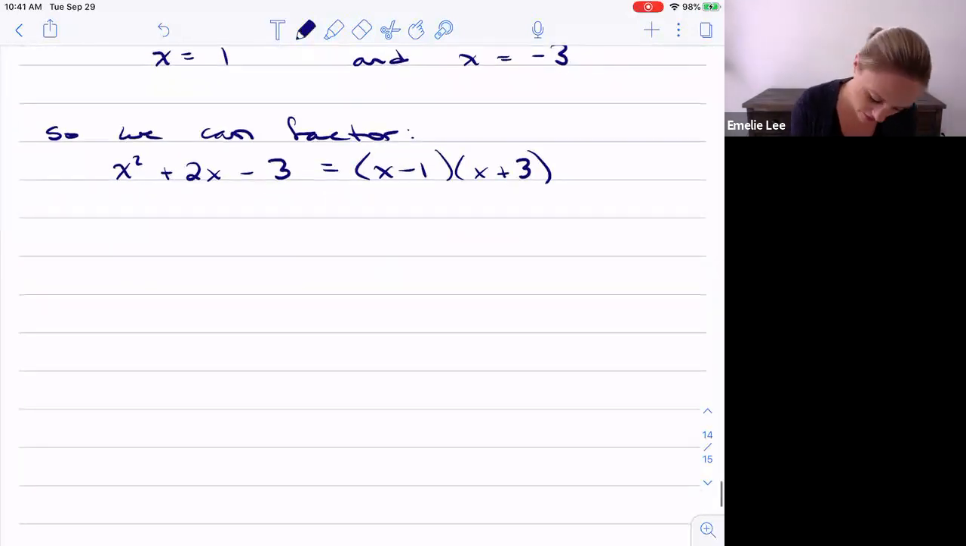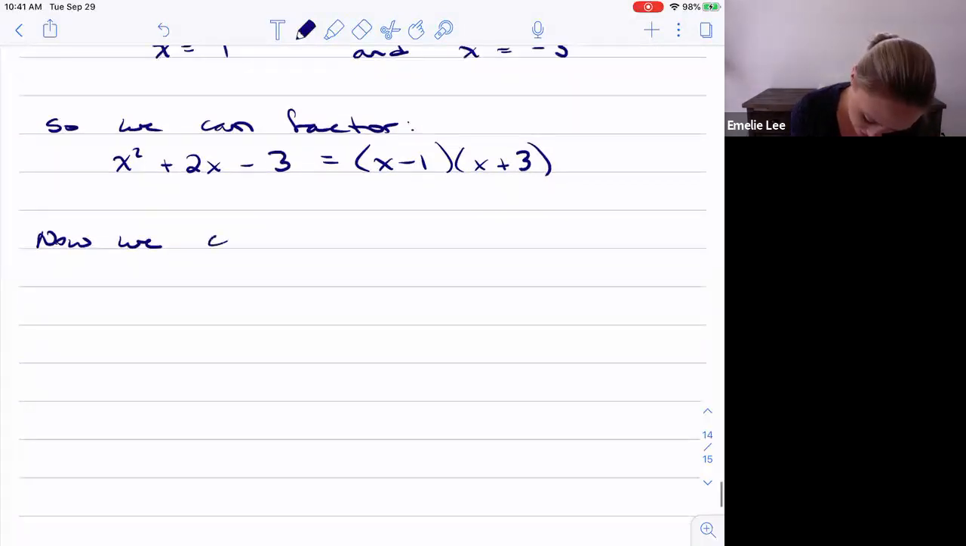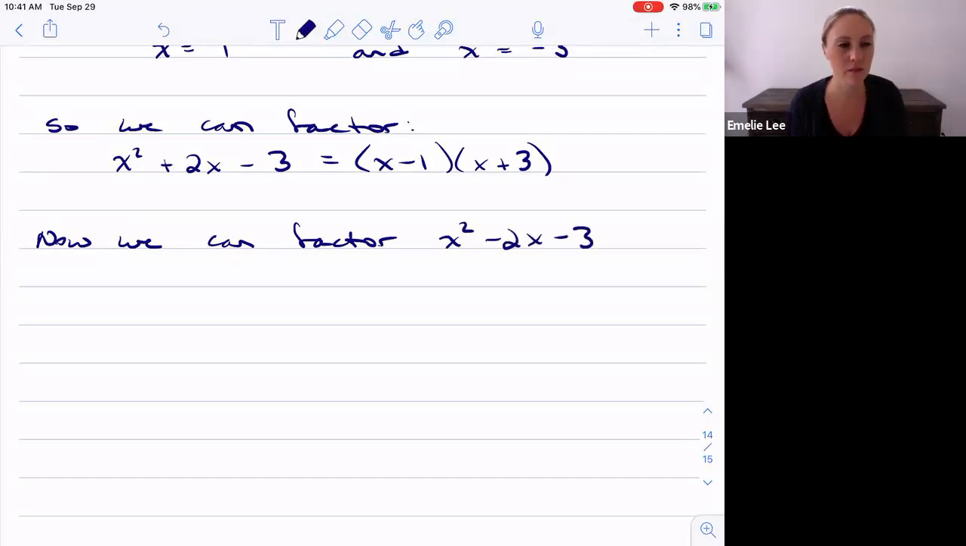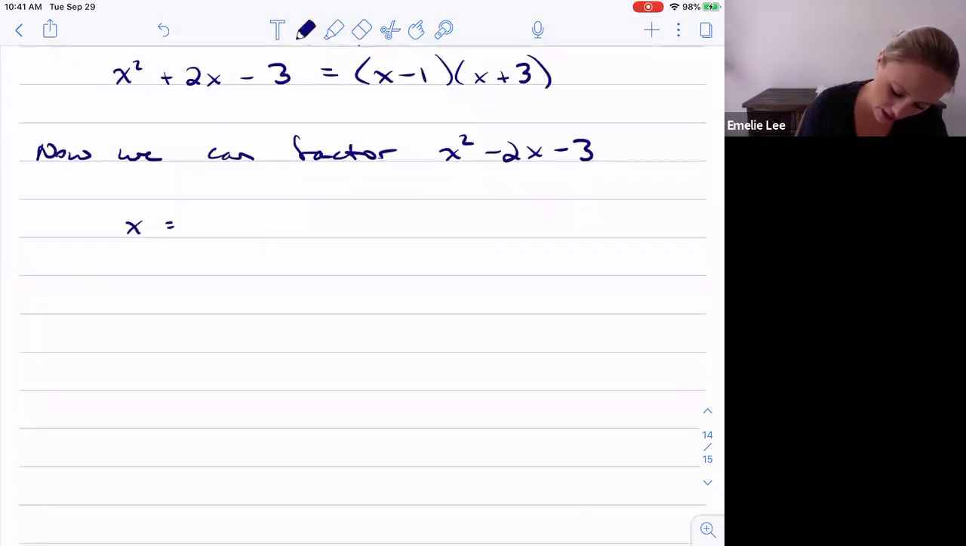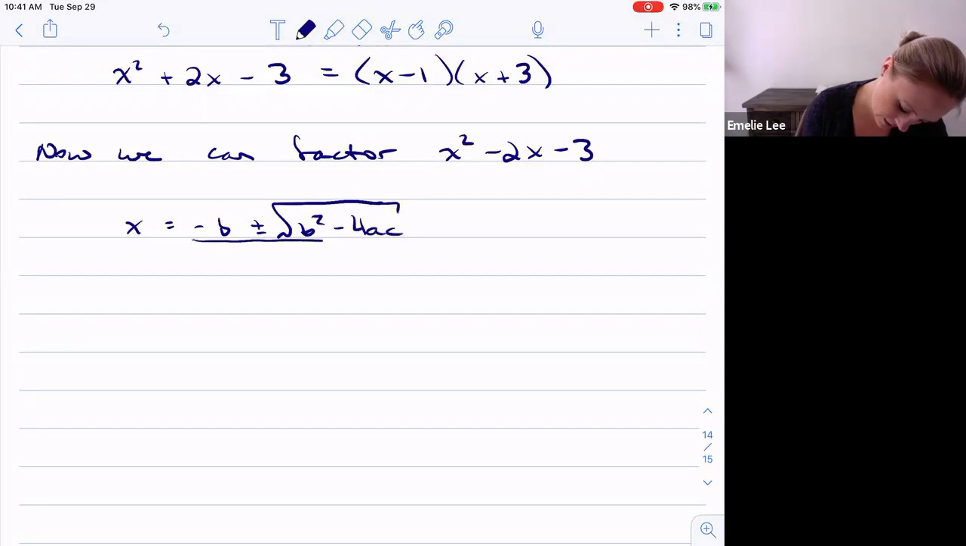So now we can factor the denominator, x squared minus 2x minus 3. This is a quadratic equation again, right? So I'm able to factor that by using the quadratic formula to find the solutions. So I have A is 1, B is negative 2, and C is negative 3. So I have x is negative B plus or minus the square root of B squared minus 4AC, divided by 2A.